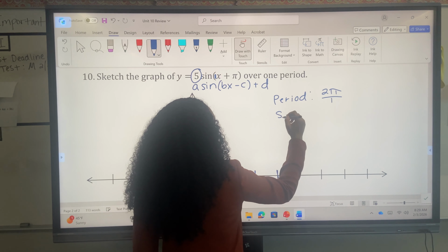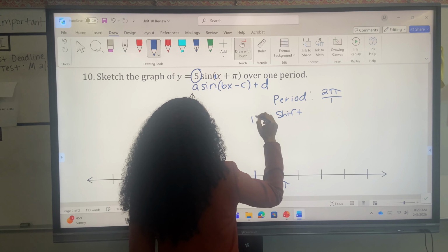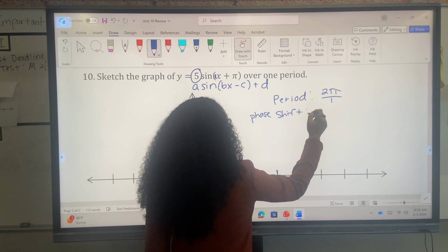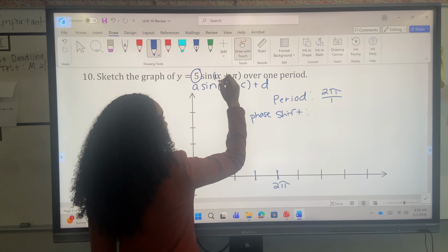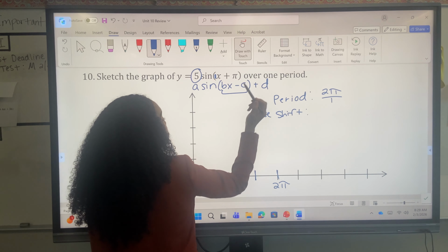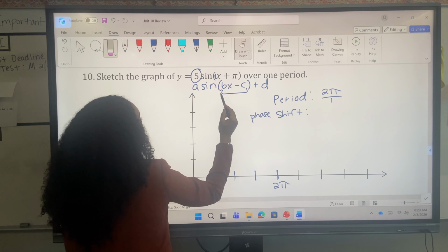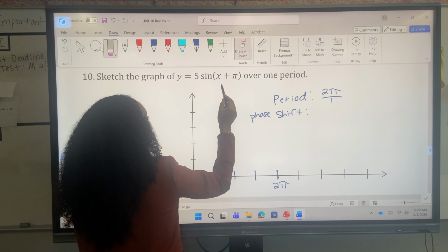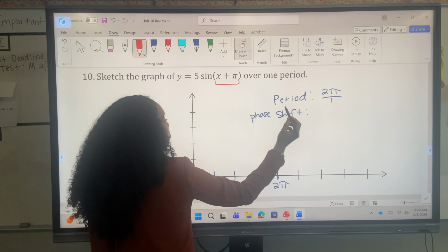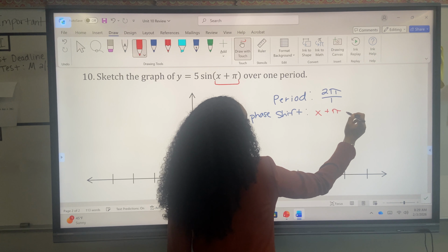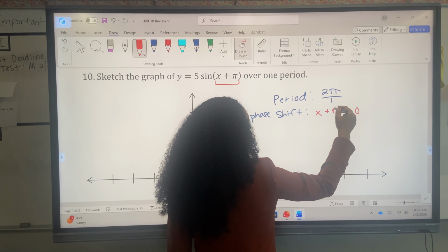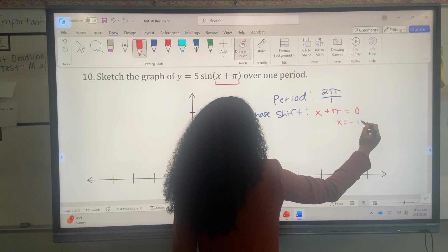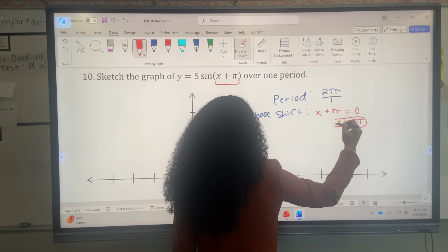And your phase shift is what's in the parentheses, you set it equal to 0, and you solve. So this is what's in the parentheses, x plus pi, set it equal to 0 and solve. So you move pi to the other side and it becomes negative. So that is your phase shift.